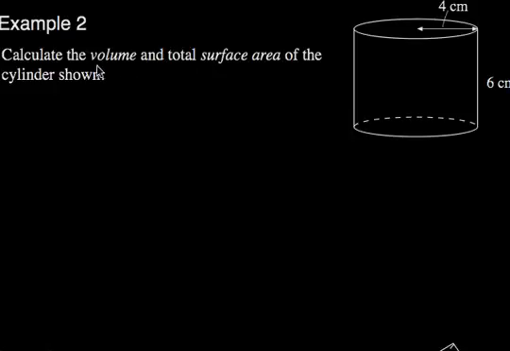Example 2 is asking for both the volume and the surface area of this cylinder. A cylinder is a circle that is stretched into what's called a prism. A prism is just where you take any shape and you stretch it in one direction, like a piece of cheese or something. So what is the volume of this thing?